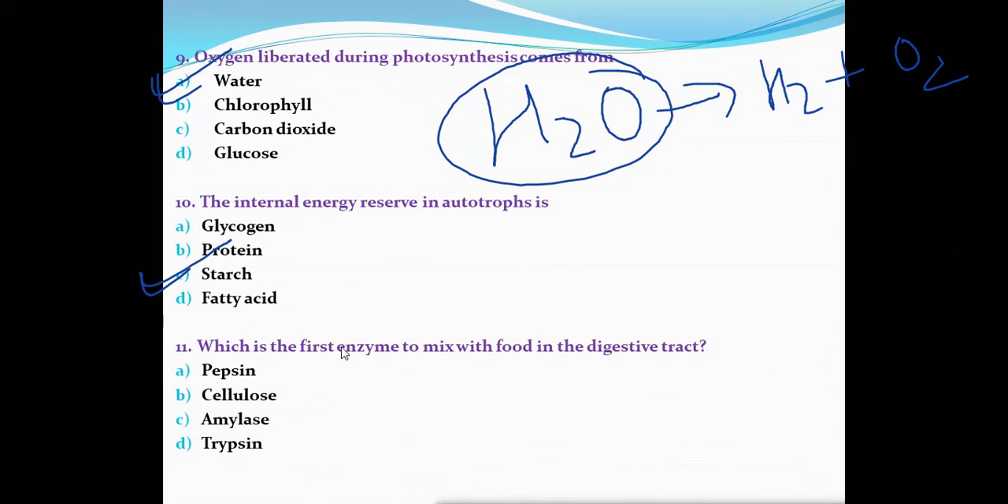11th question. Which is the first enzyme to mix with food in the digestive tract? We have to tell the name of the first enzyme which will mix with the food in our digestive system. So you know that digestion starts in the mouth, and in the mouth which enzyme is present? Salivary amylase. Once we eat the food, it will mix with the saliva containing salivary amylase. The first enzyme which will mix with the food in the digestive system is amylase, or you can write salivary amylase.